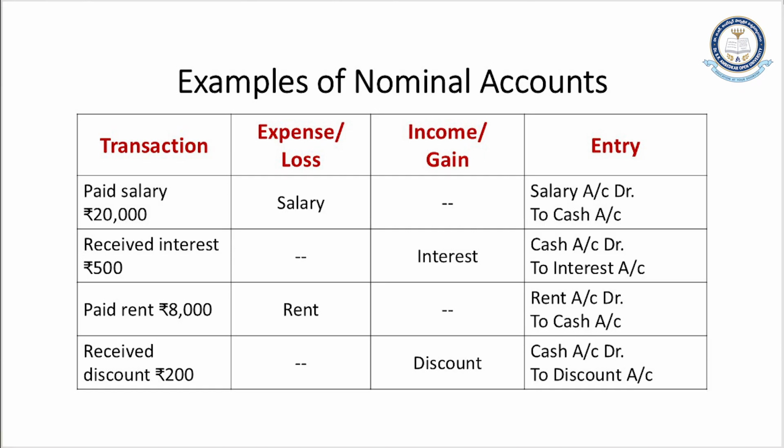Now let's go to the last example. Received discount 200. We have received a discount of 200 rupees. Now discount is something which we have received, meaning we have not paid anything against it. Okay, it is a relaxation which we have received. So it is an income or a gain which we have received. That's why it will be credited. So, cash account debited to discount account. Okay.